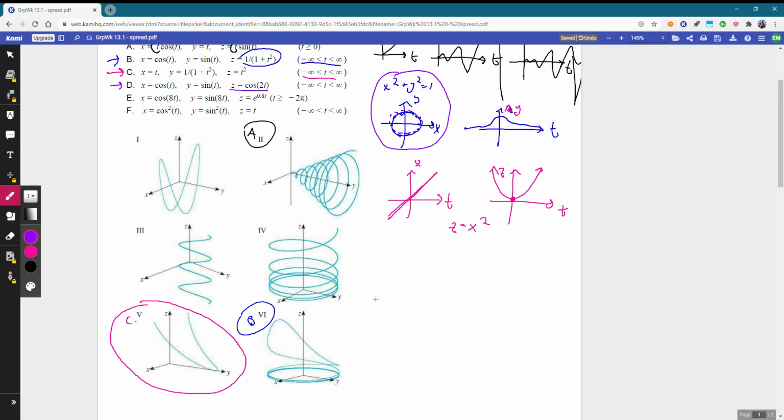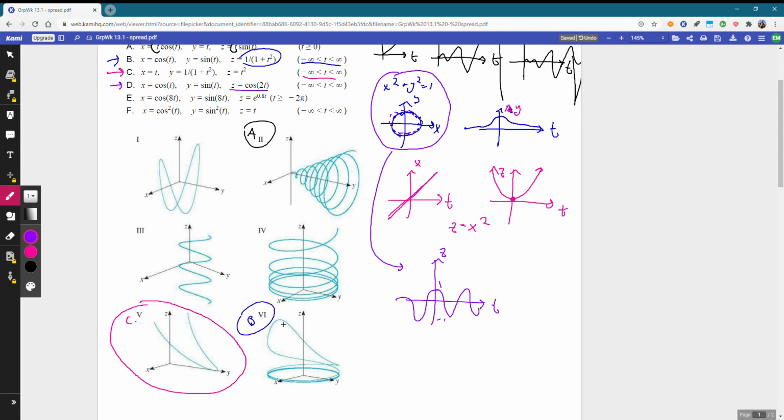Z, however, for this particular curve is also a cosine function, and so it's just going to be wobbling back and forth between -1 and 1. So z is bounded here as x and y move around the unit circle.